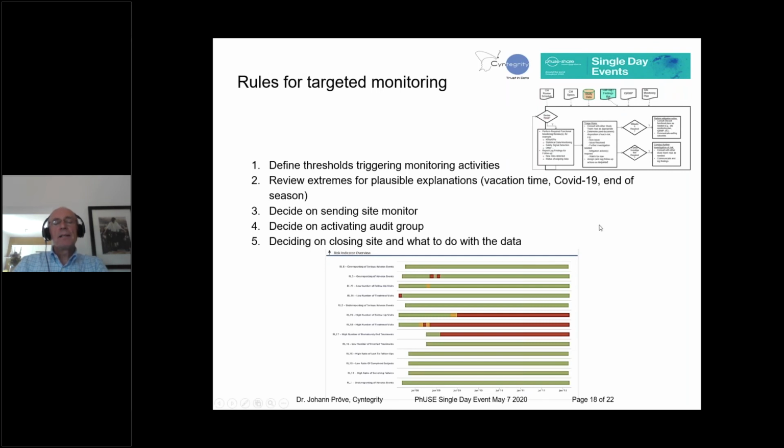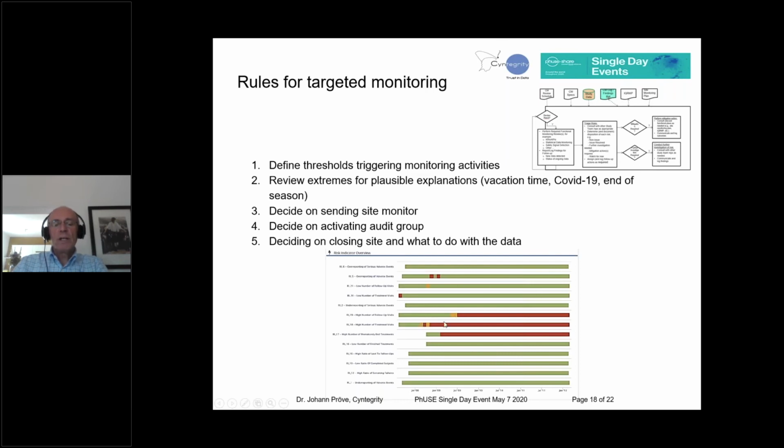So then the risk indicators need certain thresholds. For instance, thresholds that trigger monitoring activities, or review the extremes for plausible explanations. So down here you see a risk indicator overview. It's lots of green bars, so be happy.